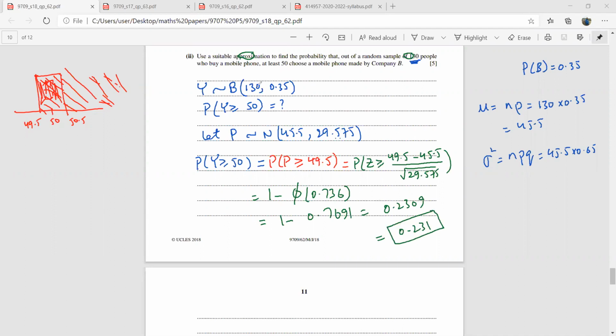So you move from a binomial to normal, you make that continuity correction, you standardize this, and then you find the value correctly from the table, while you are managing the mean and the variance through the binomial distribution formulas.